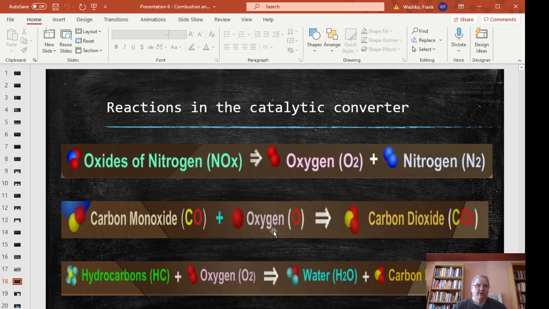And then the third one, hydrocarbons. If you have hydrocarbons going across the noble metal, it will combine with any O2 that's present there, and produce water and CO2. So the hydrocarbons aren't coming out as black smoke or hydrocarbons anymore. They are being catalyzed in the presence of palladium, platinum, and rhodium into water and carbon dioxide.